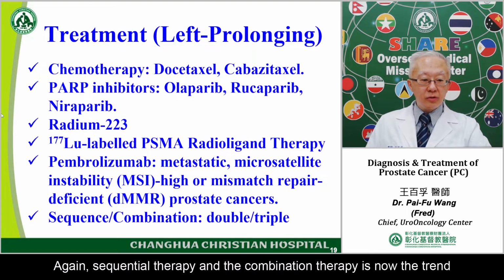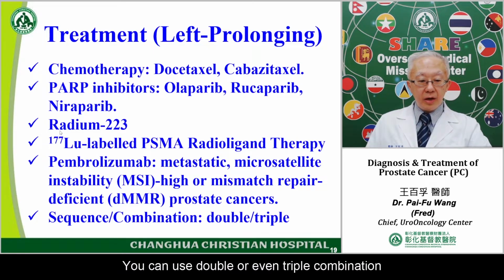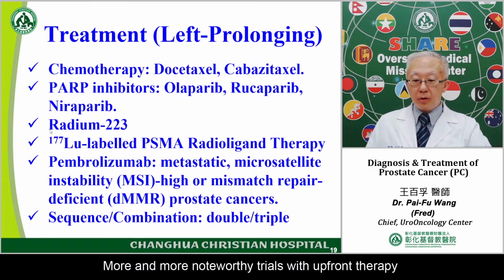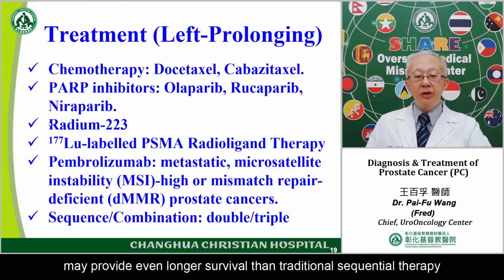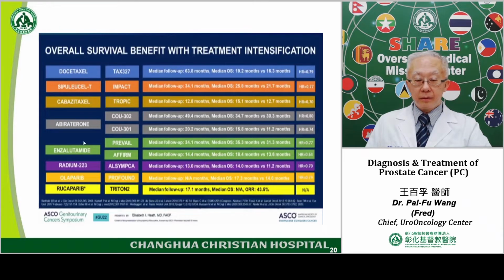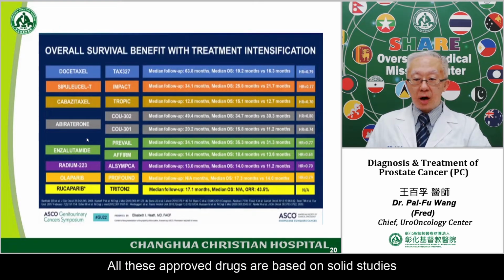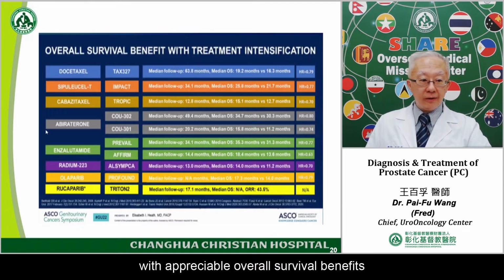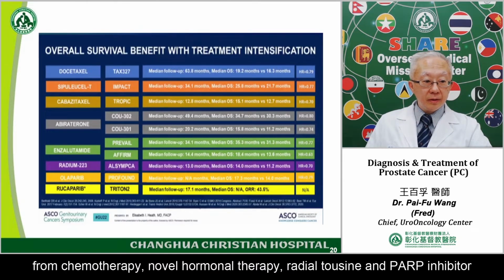Again, sequential therapy and combination therapy are now the trend. You can use double or even triple combinations. More and more noteworthy trials with upfront therapy may provide even longer survival than traditional sequential therapy. All these approved drugs are based on solid studies with appreciable overall survival benefit, from chemotherapy, novel hormone therapy, radiotherapy, and PARP inhibitors.